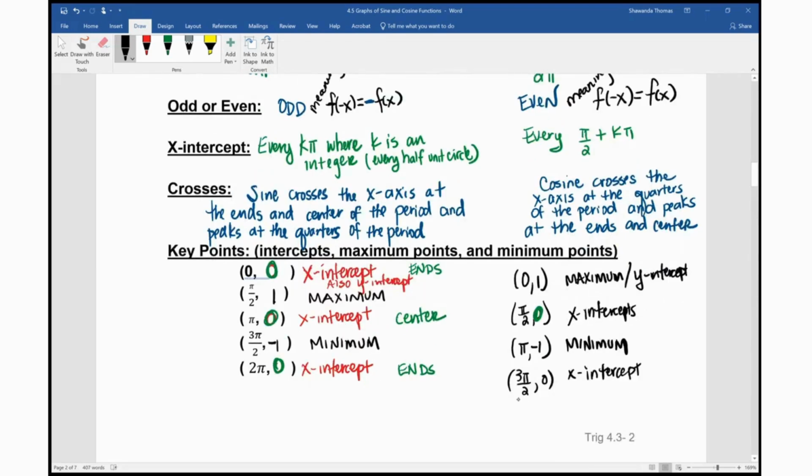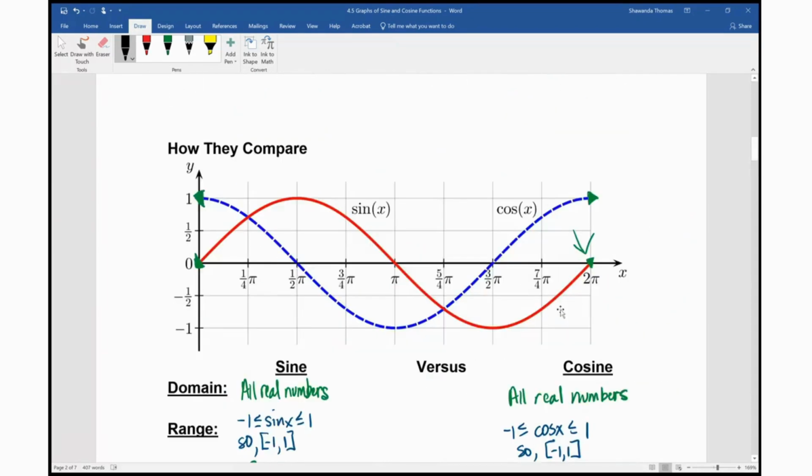And 2 pi, 1 would be, did I put 1? Yeah, 1 for cosine, not for sine. 2 pi, 1 would be a what? Maximum. Okay.